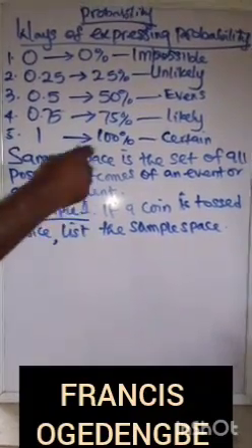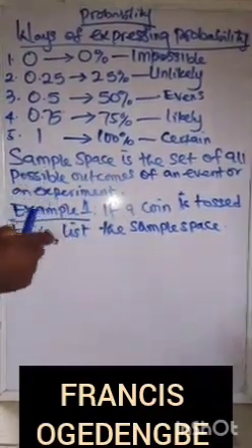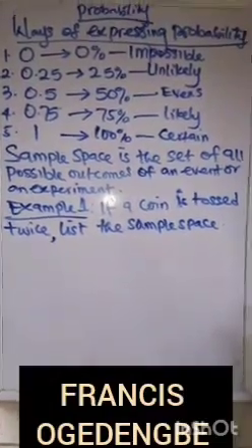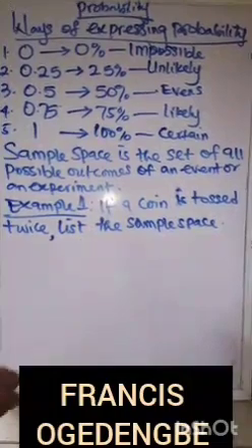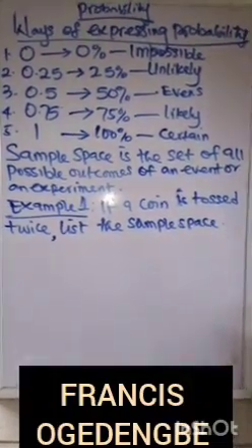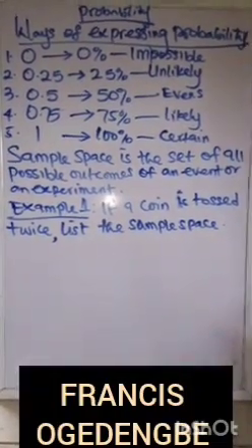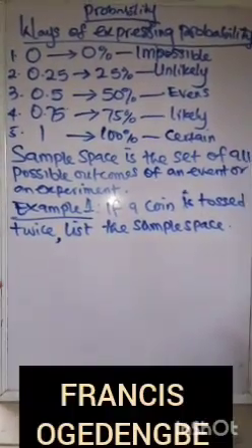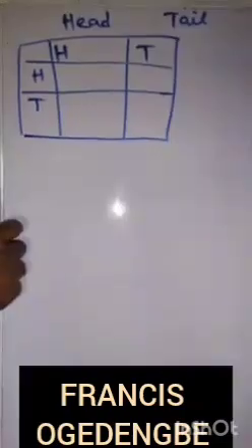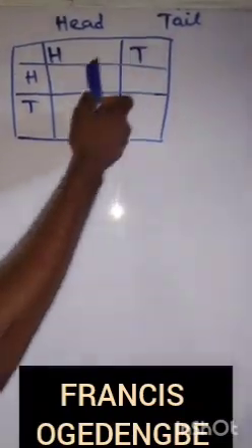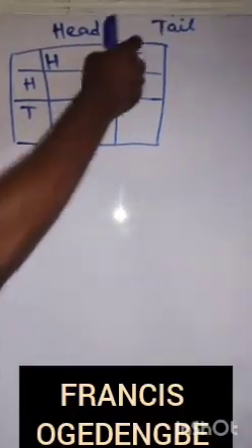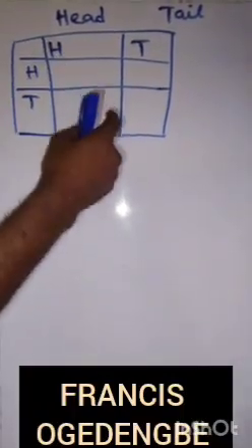Sample space is a set of all possible outcomes of an event or experiment. Example 1. If a coin is tossed twice, a coin is tossed, a die is thrown. List the sample space. If a coin is tossed twice, a coin either has a head or a tail. It means that there are two possible outcomes.